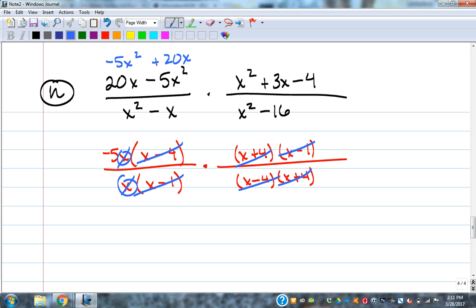What's left? All that junk they had originally, but that's really just negative 5. That's negative 5.